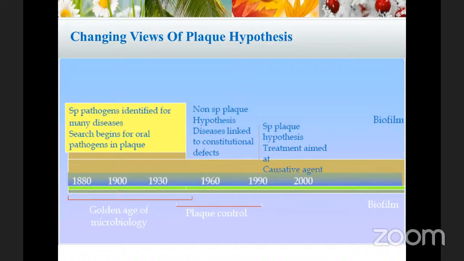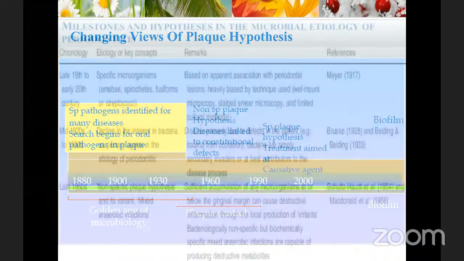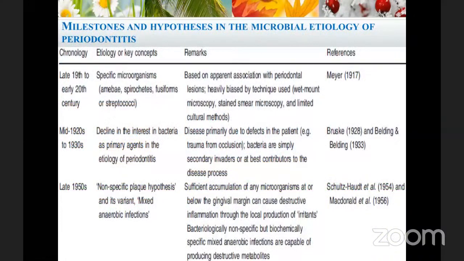But as time changed, it moved towards the specific plaque hypothesis. That means specific plaque is detrimental, not all plaque. Then came the ecologic plaque hypothesis, given by Marsh and co-workers, which unified the existing theories. In the ecologic plaque hypothesis, both the amount and the specific microbial composition of plaque may contribute to the transition from health to disease.